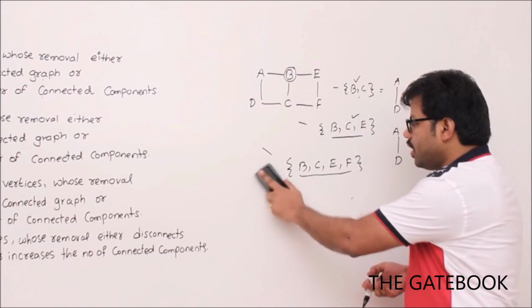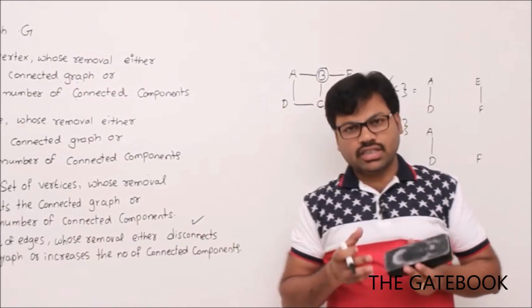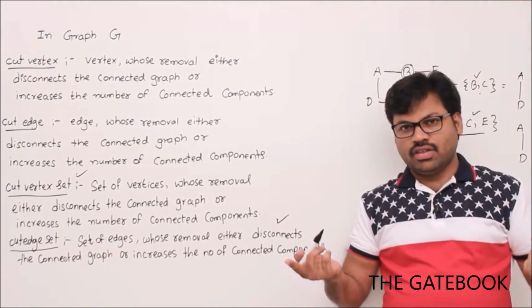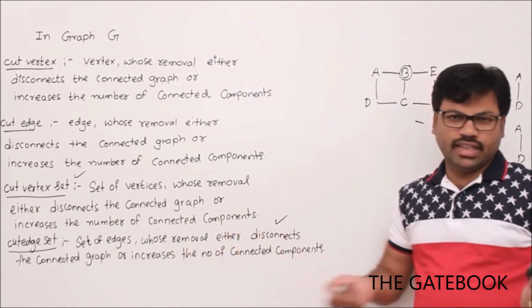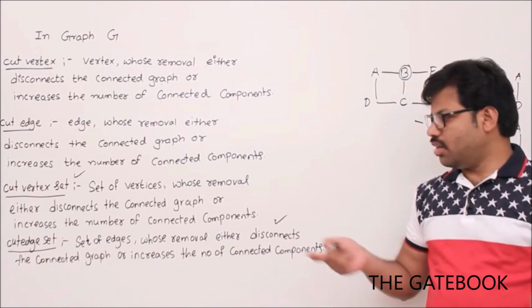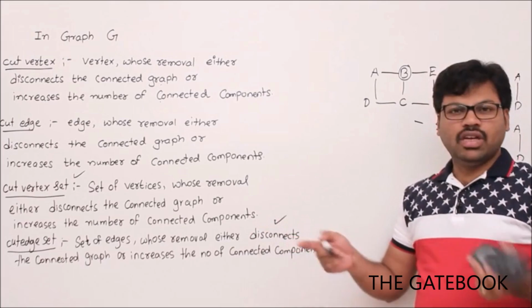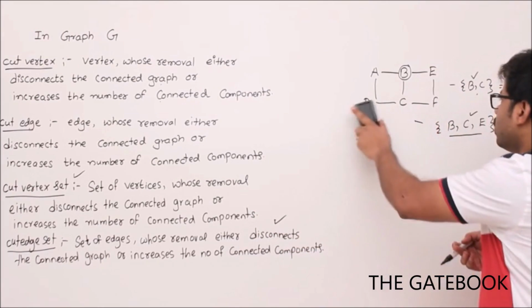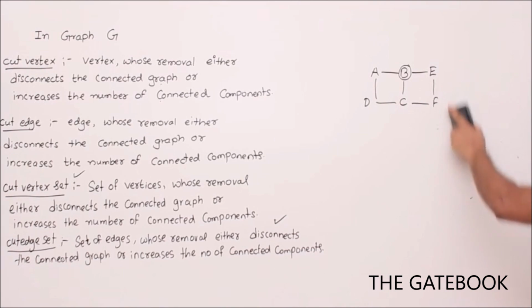Okay. Now we'll see the next concept, that is cut edge set. What is a cut edge set? It's a set of edges this time. Like a cut vertex set, it is a set of edges whose removal either disconnects the connected graph or the number of components should be increased. So the concept is the same, but here a cut edge set is a set of edges. Let's take the same example and try to find the cut edge set for this problem.